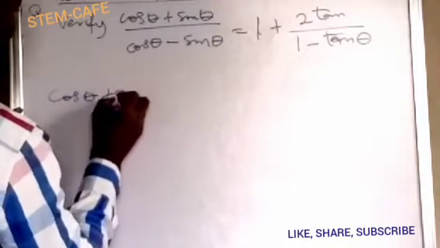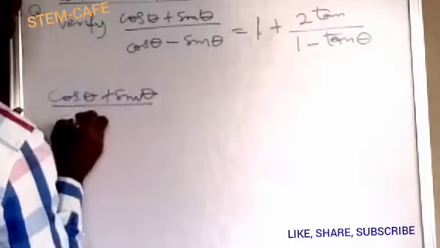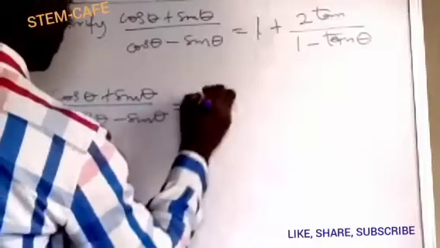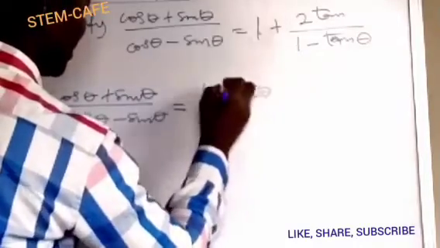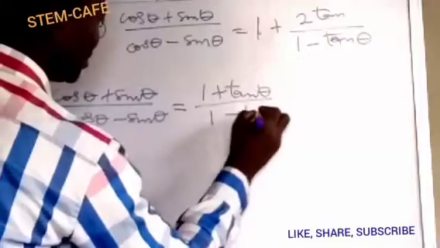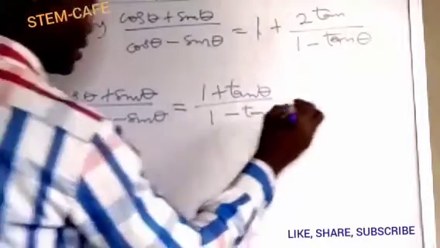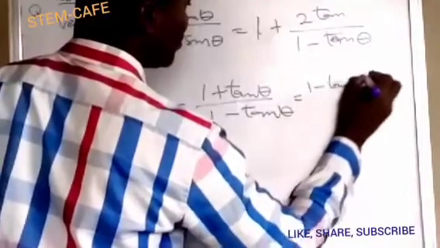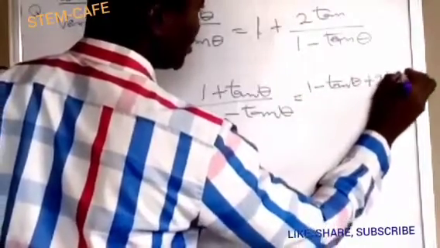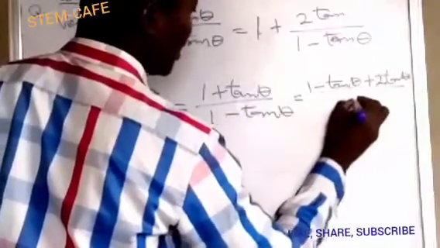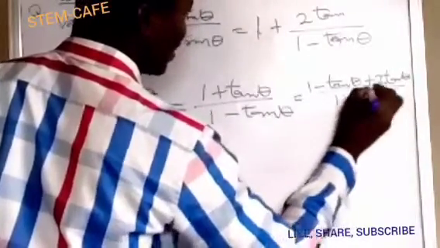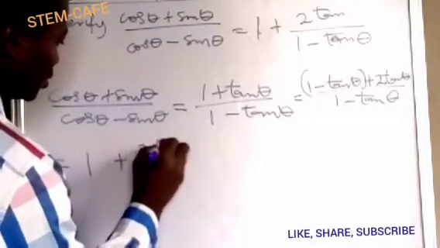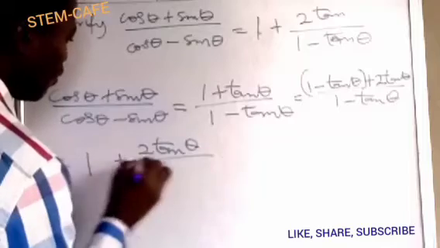(Cos theta plus sin theta) over (cos theta minus sin theta) will be equal to (1 plus tan theta) over (1 minus tan theta). This can also give us (1 minus tan theta plus 2 tan theta) over (1 minus tan theta). So this will be equal to (1 plus 2 tan theta) over (1 minus tan theta).